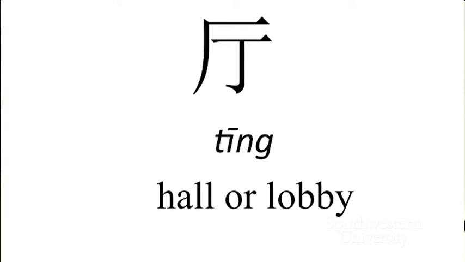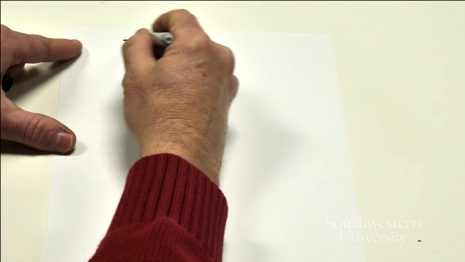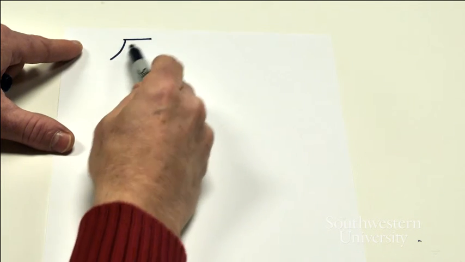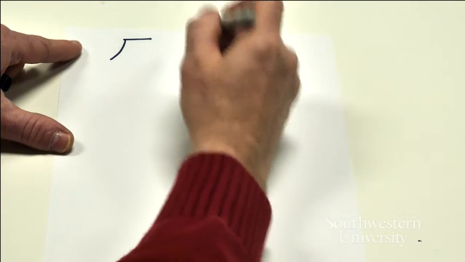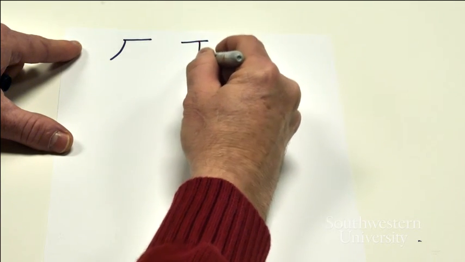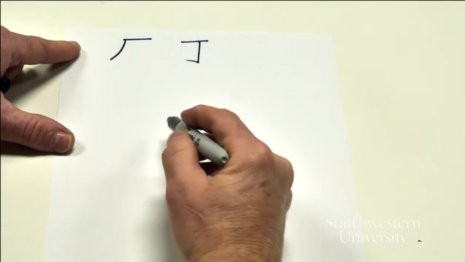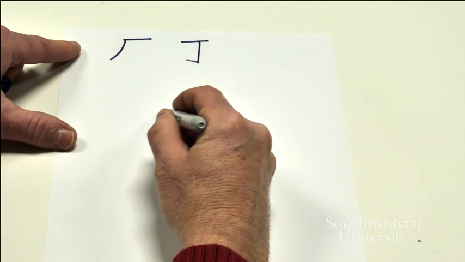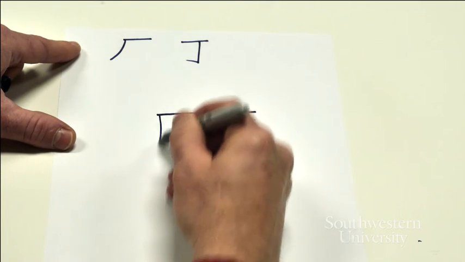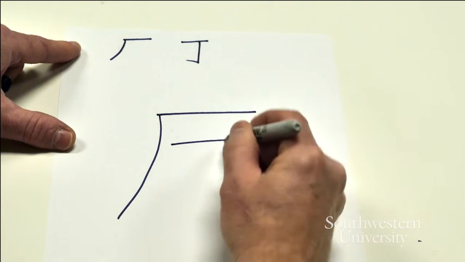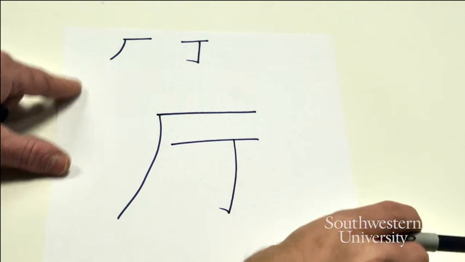Ting, a hall, a lobby, a great room. You have this depiction of a shelter again. And then ding is phonetic, depiction of a nail. It's just phonetic in this case.